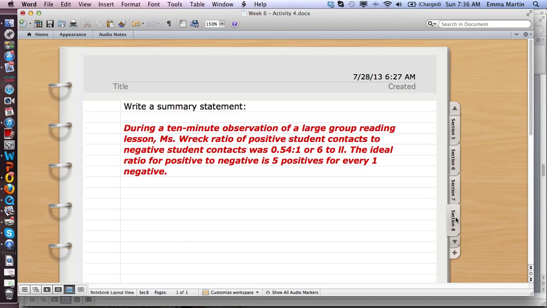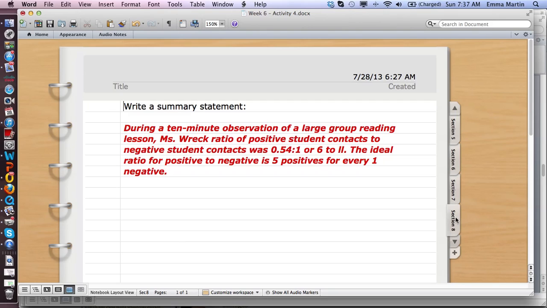Here's the summary statement that I wrote. During a 10-minute observation of a large group reading lesson, Ms. Reck's ratio of positive student contact to negative student contact was 0.54 to 1, or 6 to 11. The ideal ratio for positive to negative is 5 positive for every 1 negative. So this statement just gives us the data and what the expected criteria might be.